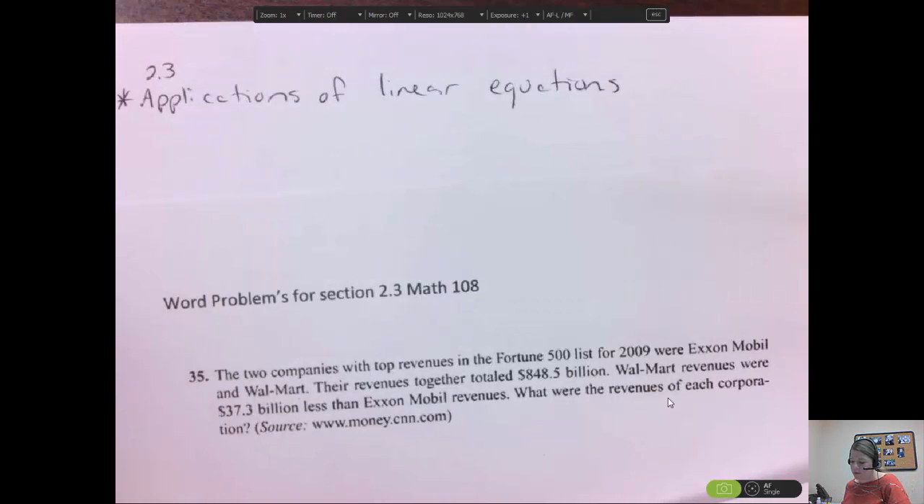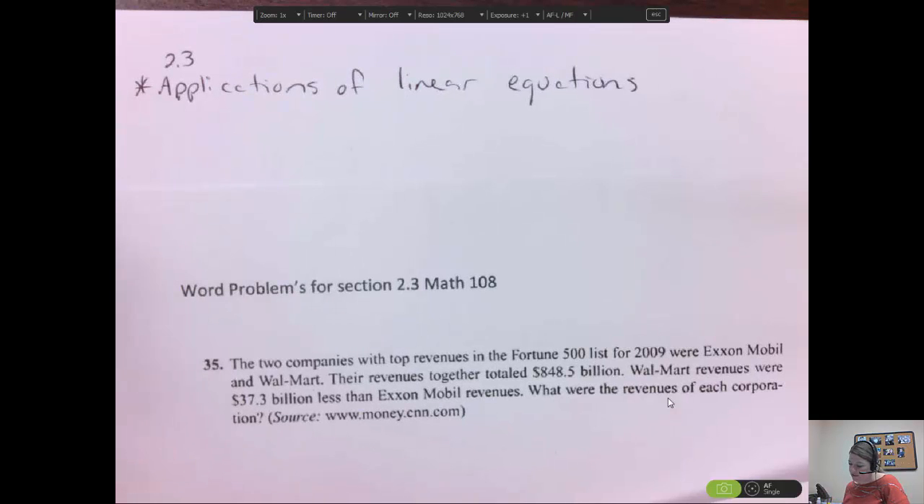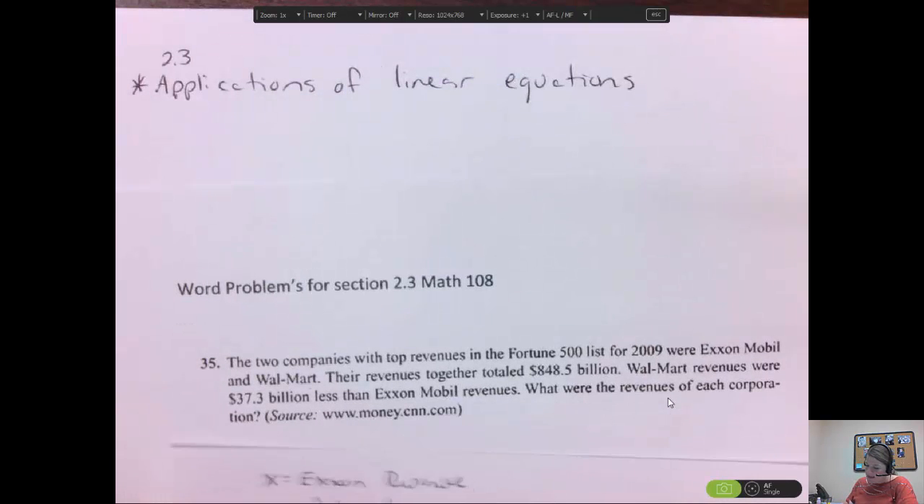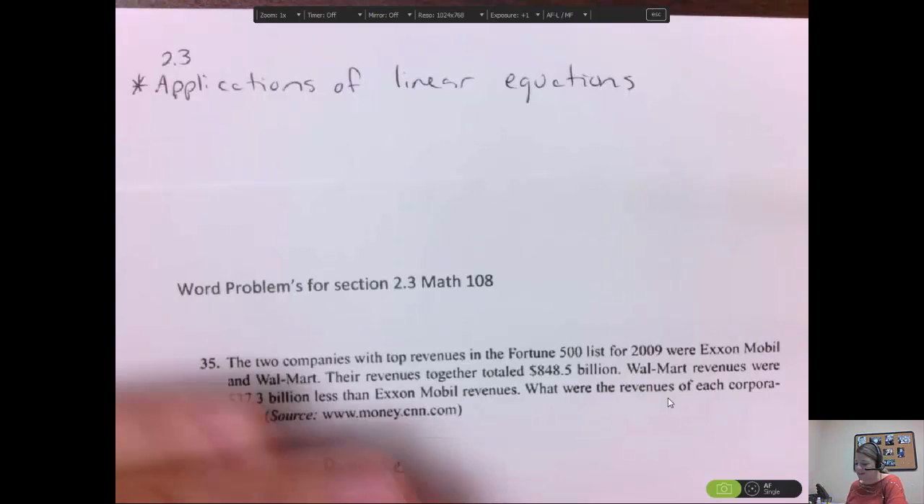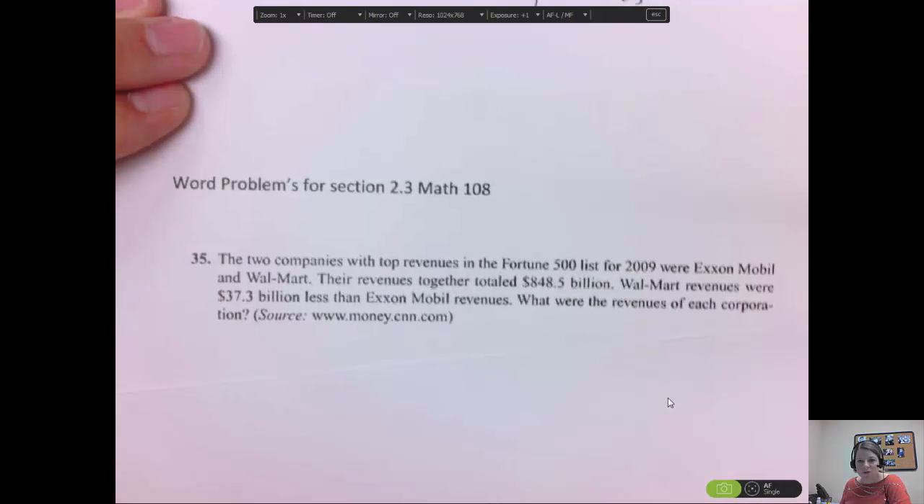This is for Math 108. Could be section 2-3. It could be a different section depending on the textbook. I can't remember the other textbook section number or name on this one, but let's look at some word problems. These tend to be what people struggle with the most. So let's look at this first one I have here.